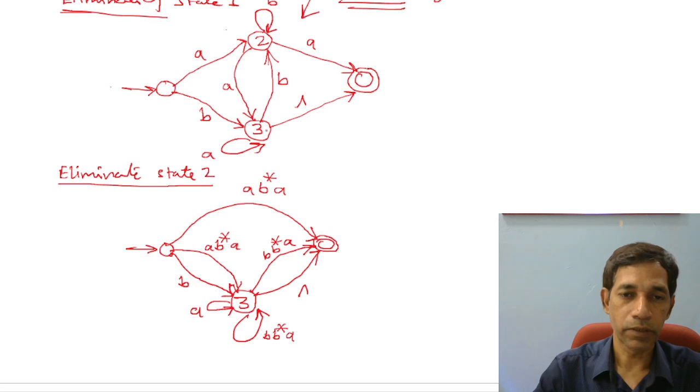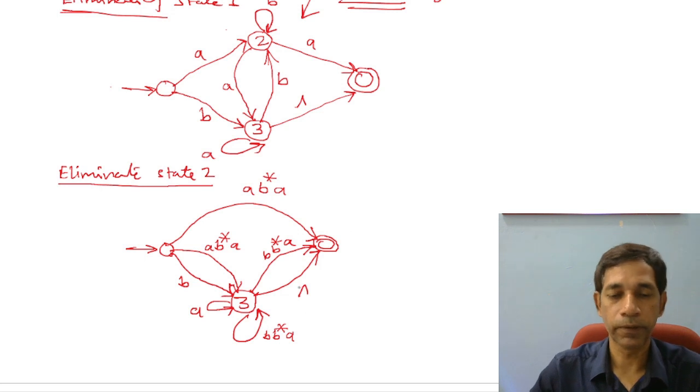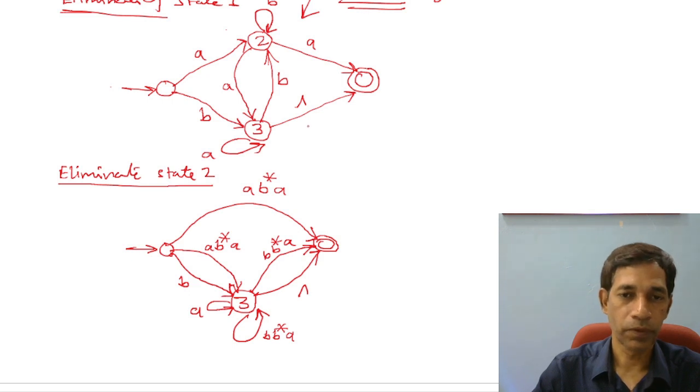The other is, from 3 you can go to the B, so from 3 you can go to state 2 and come back to state 3 again. So this is the loop, and for this case the level is B star A. So we have two outgoing edges, one goes from state 2 to 3, and one goes from 2 to the final state.